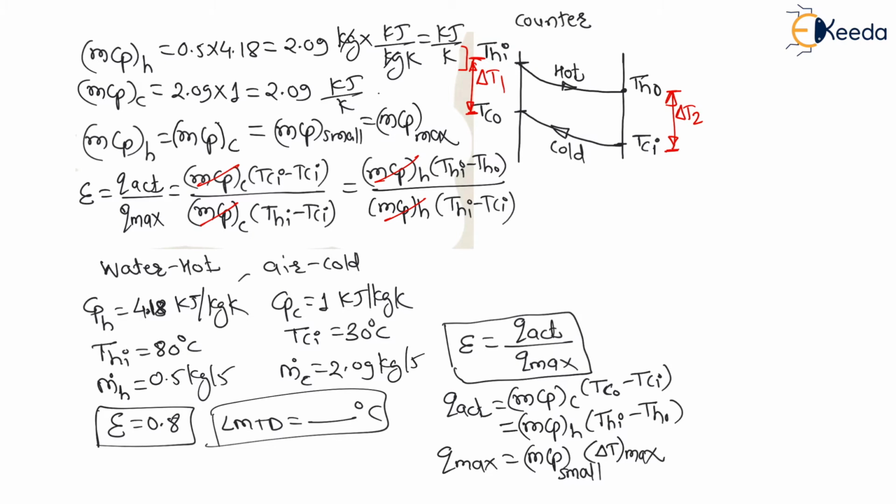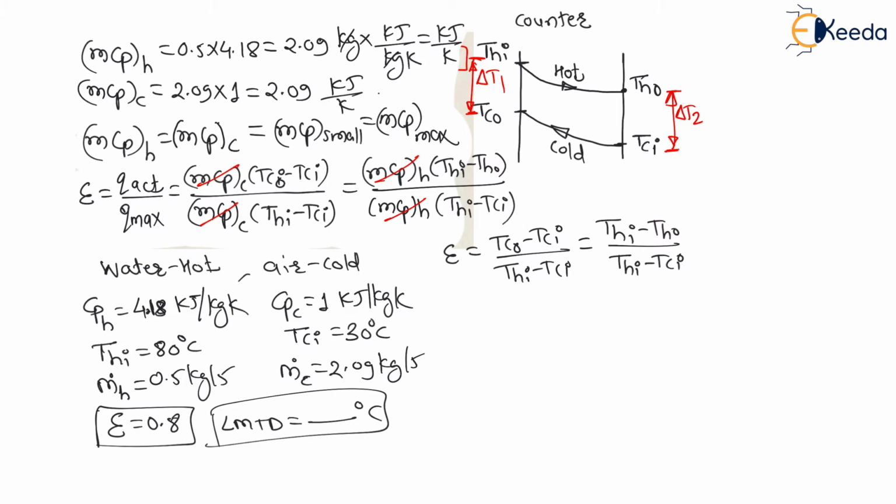Therefore, the resulting expression for effectiveness will become: effectiveness is equal to TCO minus TCI, making a correction here. TCO minus TCI is the temperature difference of the cold fluid, divided by the maximum temperature difference, that is THI minus TCI. It is also equal to the temperature difference of the hot fluid, that is THI minus THO, divided by the maximum temperature difference, that is THI minus TCI, right?